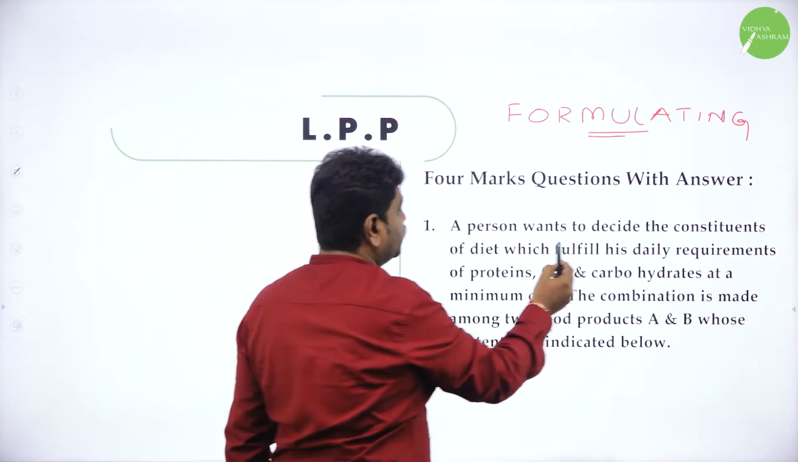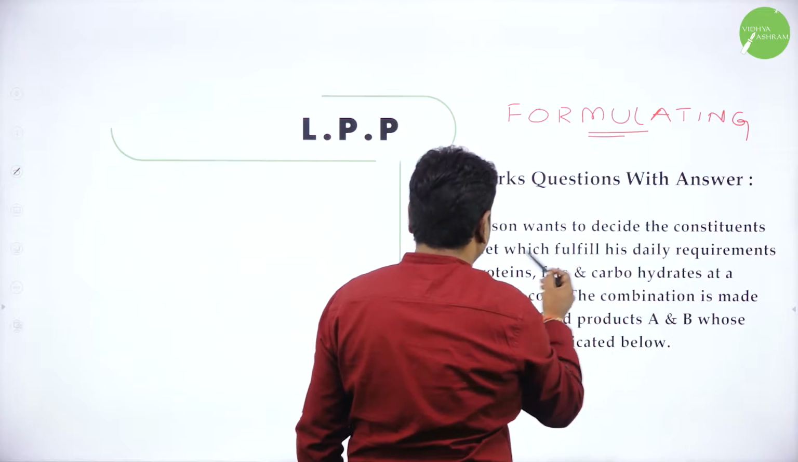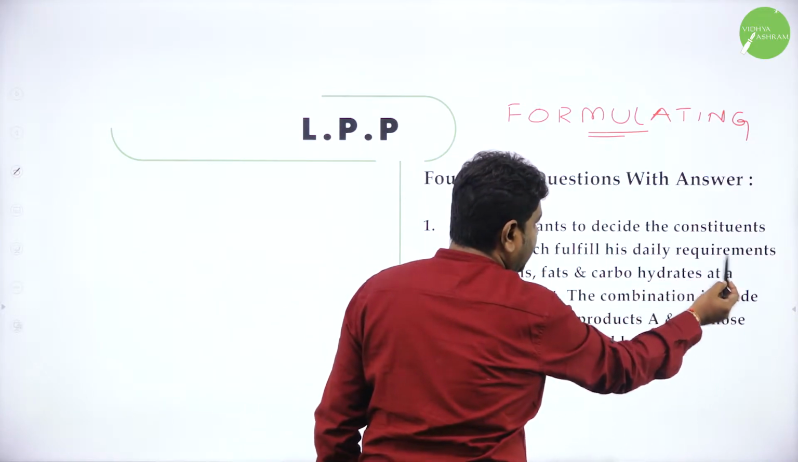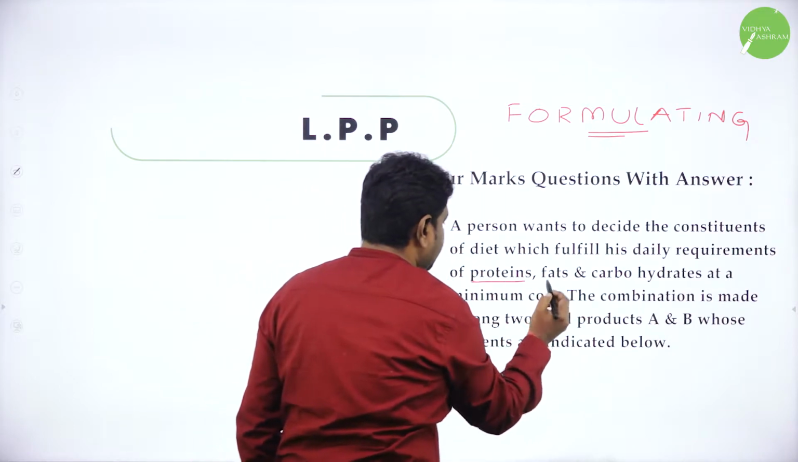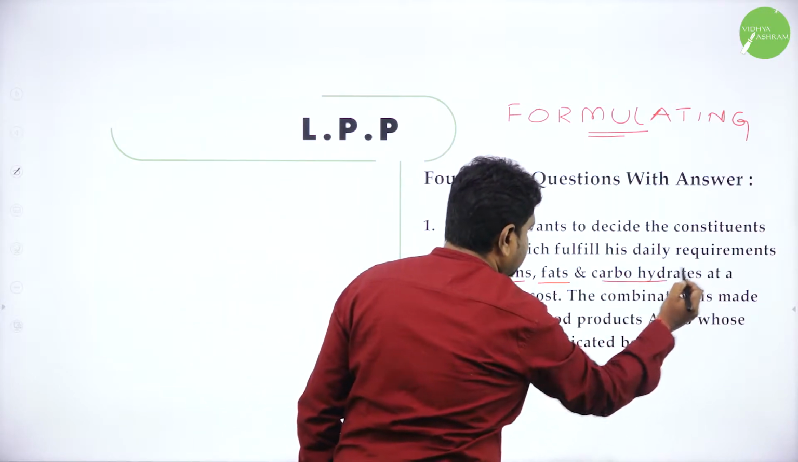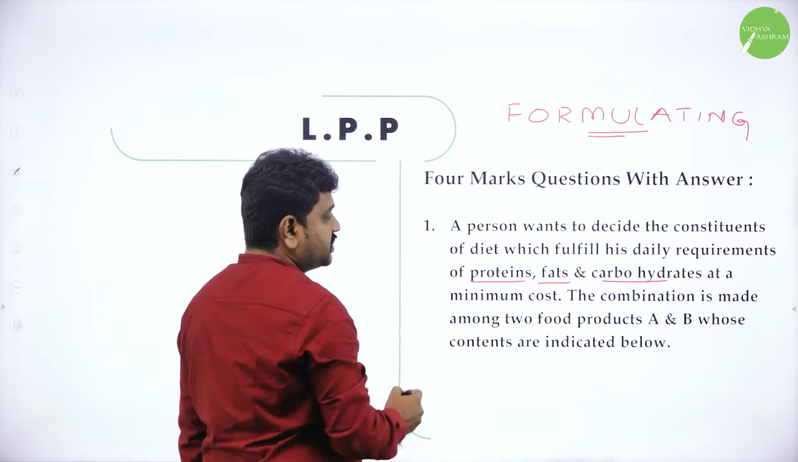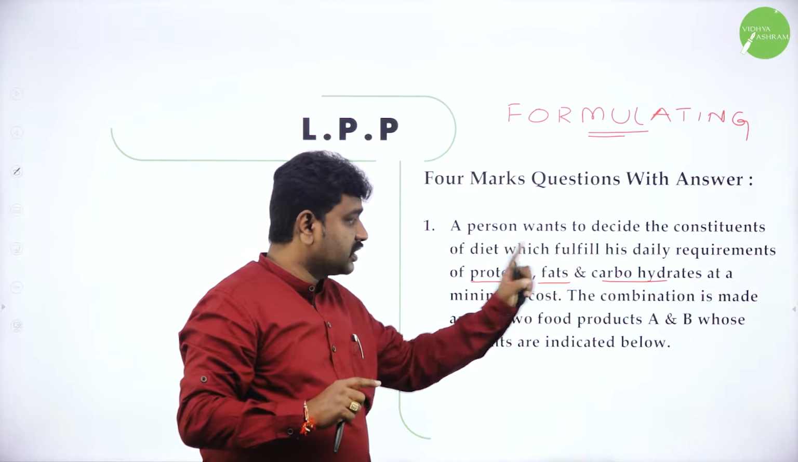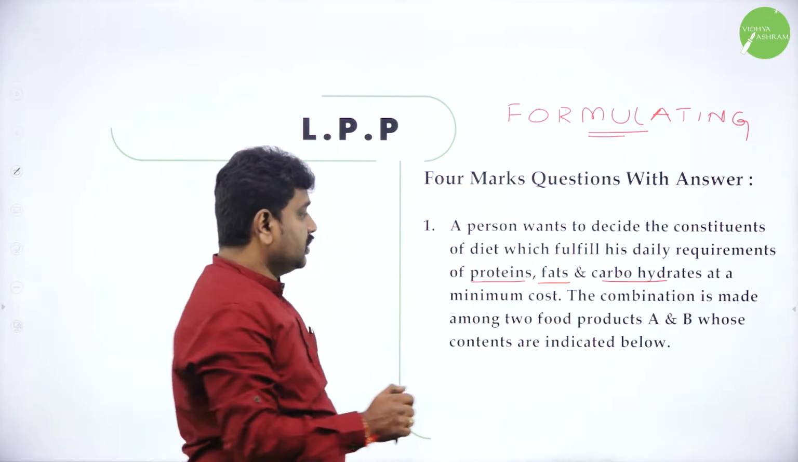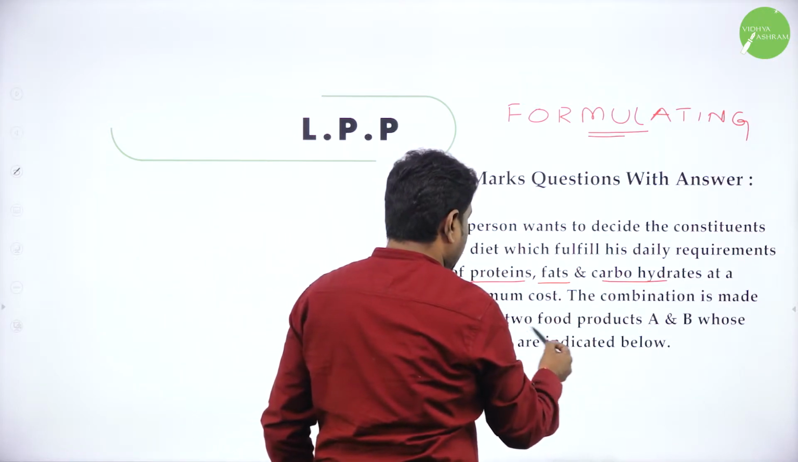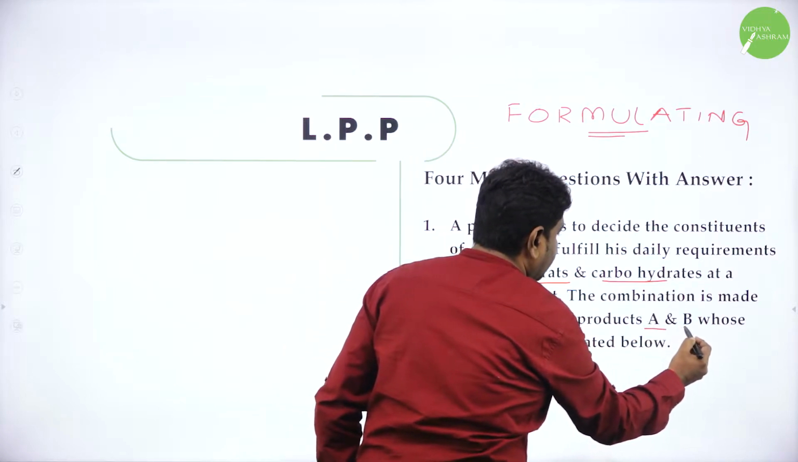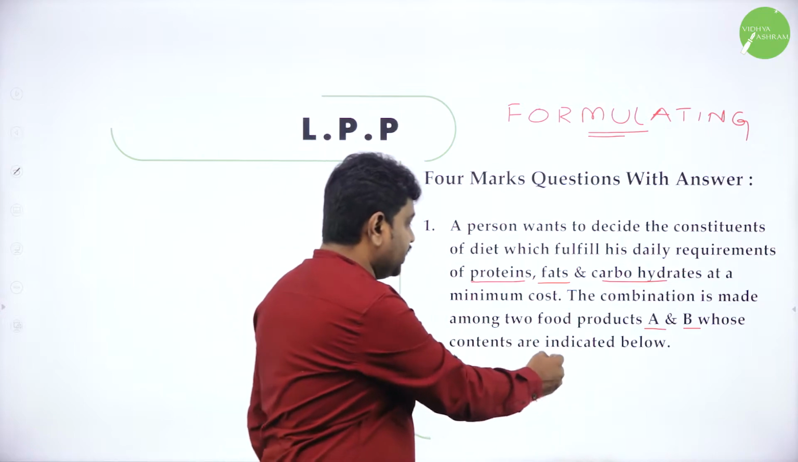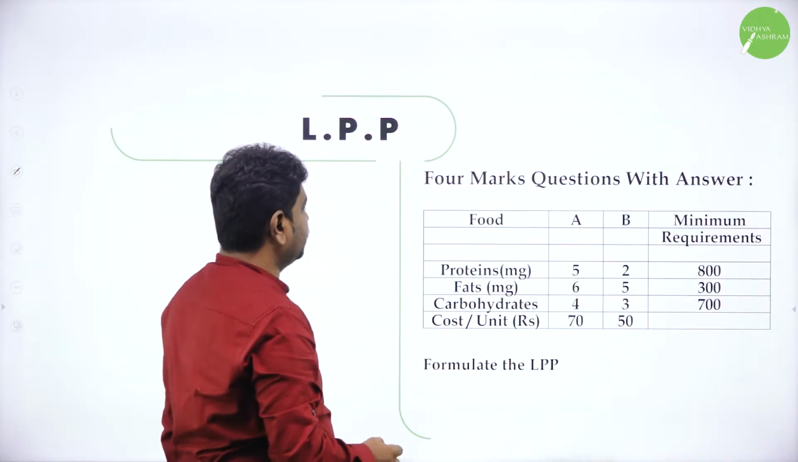A person wants to decide the constituents of diet which will fulfill his daily requirements of proteins, fats, carbohydrates at minimum cost. So he wants to fulfill proteins, fats and carbohydrates. For that, the combination is made among two foods, food product A and food product B. You want to combine A and B, and contents are indicated as below. They have given the contents.